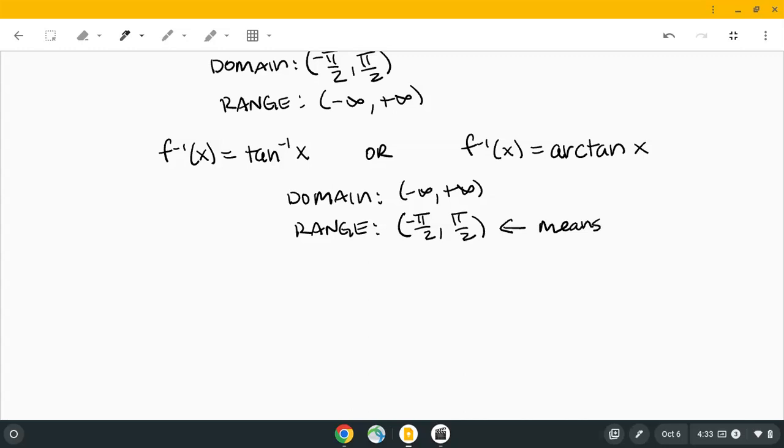This means answers will be angles between negative pi over 2 and pi over 2. Okay. But not including those two.